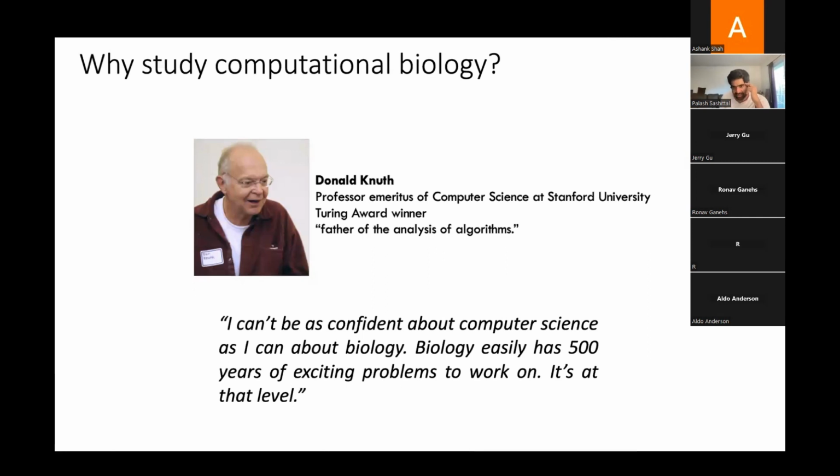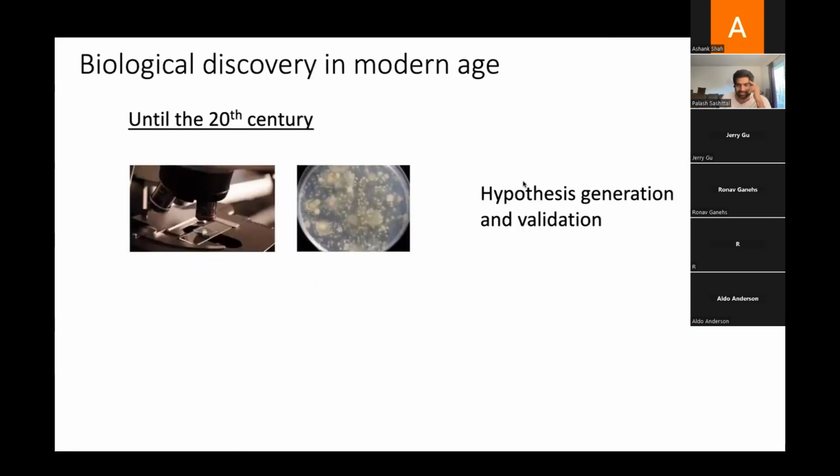And another reason to work in computational biology is that it's really changing the way that we do biological discovery these days. Until the 20th century, both hypothesis generation and validation in medicine or biology was done using experimental techniques. You would use microscopy or staining and other molecular experiments to try to understand the behavior of cells and tissues, generate hypotheses, and then test them using these experiments.